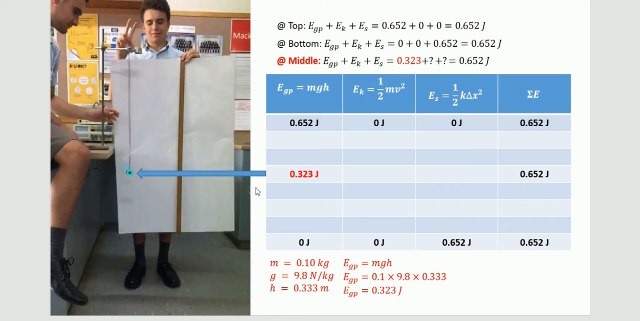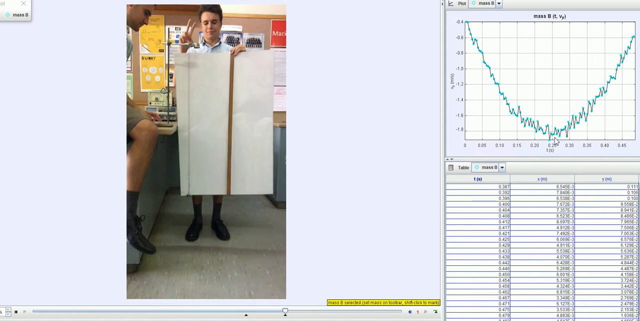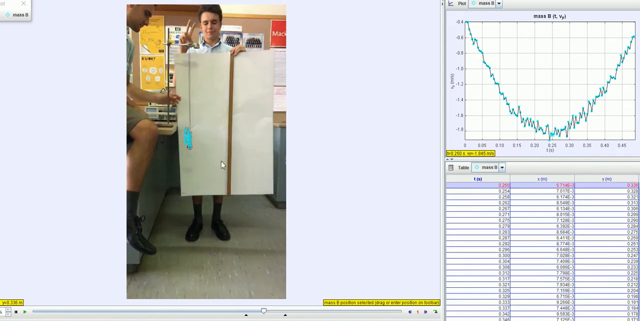Interesting things happen in the middle. At the middle, what we find is there is some gravitational potential, there is some kinetic because it's now moving, and there is some strain potential energy. In fact, if we go back to our video before, we see that the greatest velocity actually occurs right at the middle of our motion.